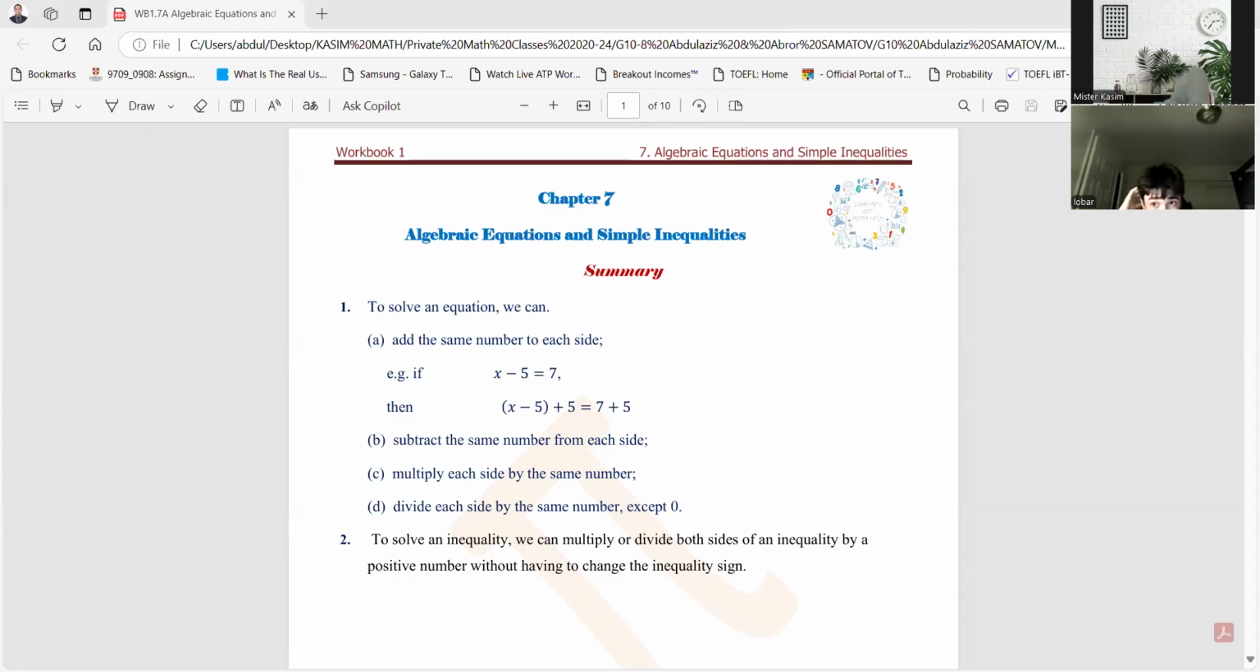Good. Did you have your haircut? No? Then why do you look different? No texture. All right.